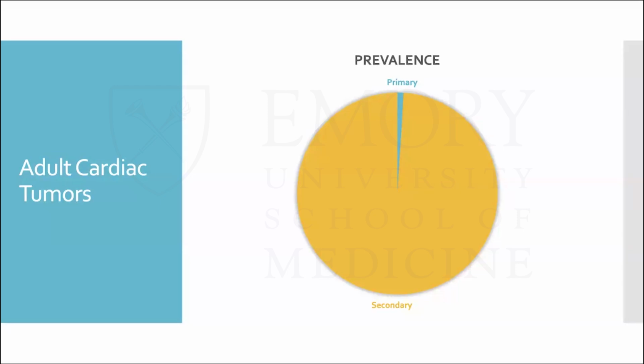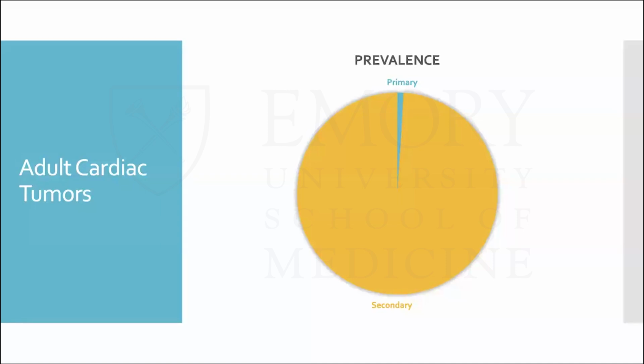This was further confirmed by studies that leverage data from the Surveillance, Epidemiology, and End Results registry, which collects cancer data from 18 registries across the United States, Atlanta being one of those registries. And there, out of 100,000 cardiac tumors, what they found was that actually 99.2% of them were secondary to some other cancer. So only about 0.8% of all cardiac tumors are primary.